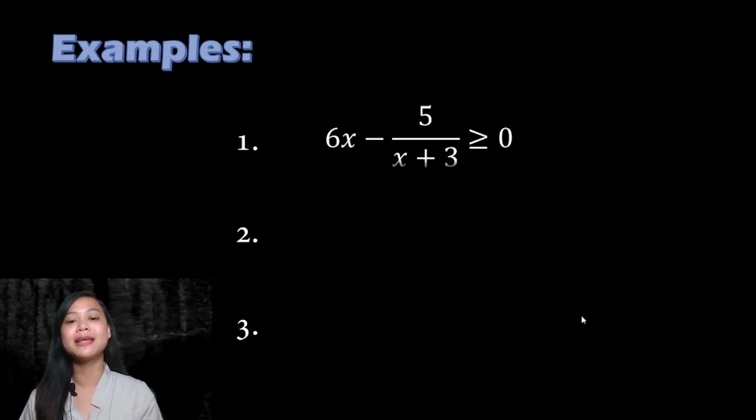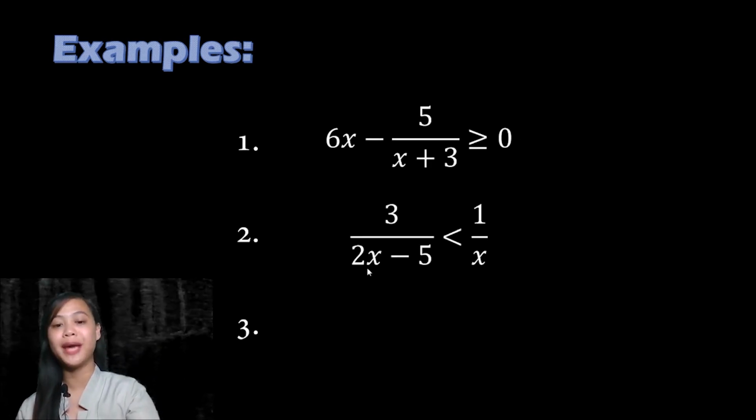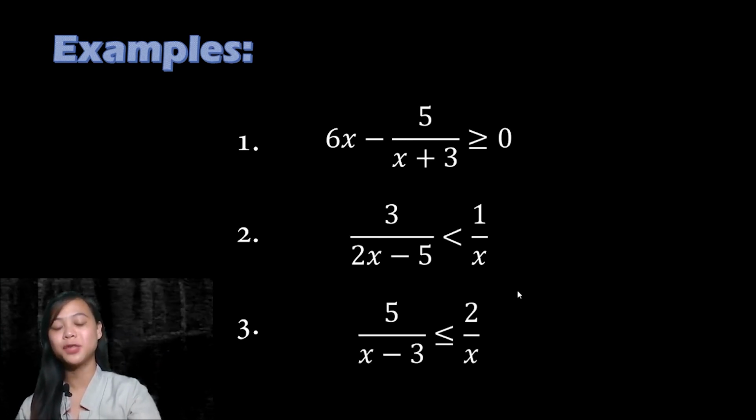So again, we have three examples here. First, we have 6x minus 5 all over x plus 3 greater than or equal to 0. So this is a rational, a fraction expression involving your inequality symbol. So this is a rational inequality. We have 3 over 2x minus 5 less than 1 over x. And last, we have 5 over x minus 3 less than or equal to 2 over x. So these are examples of rational inequalities.